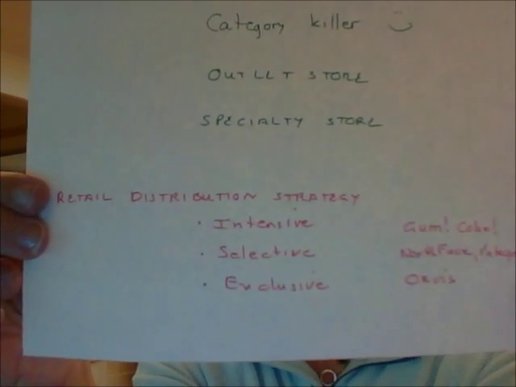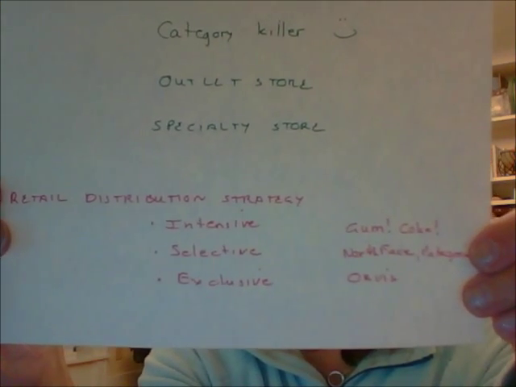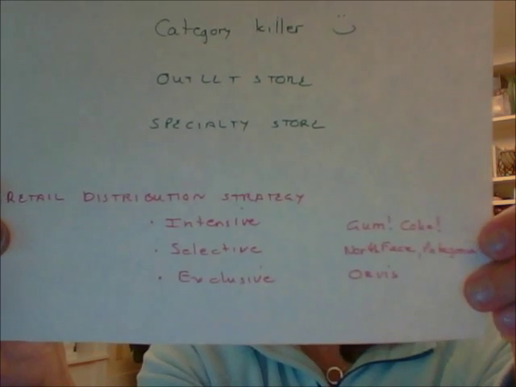There's intensive, and that's used by gum and Coke. Everywhere you go, you can buy gum and you can buy Coke.